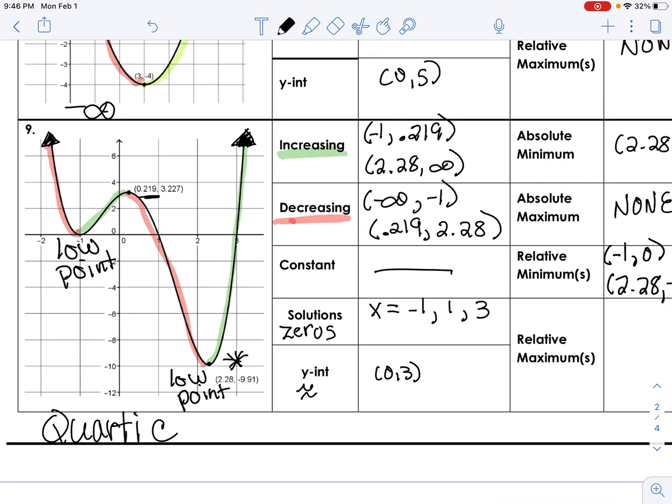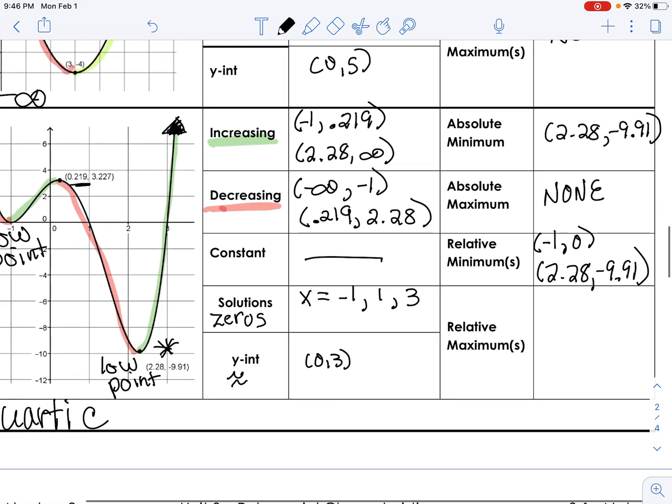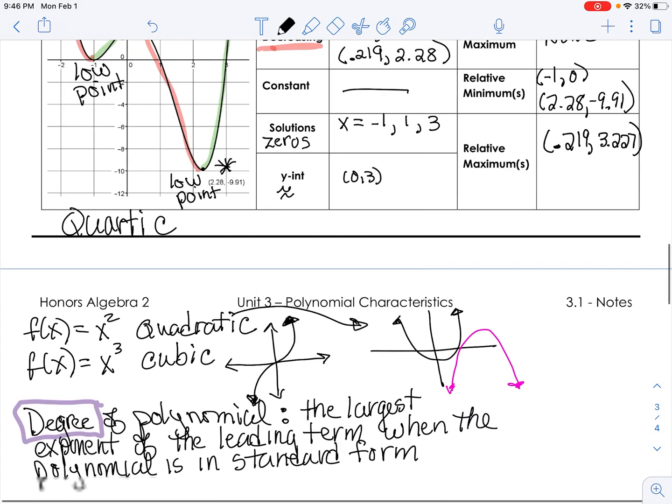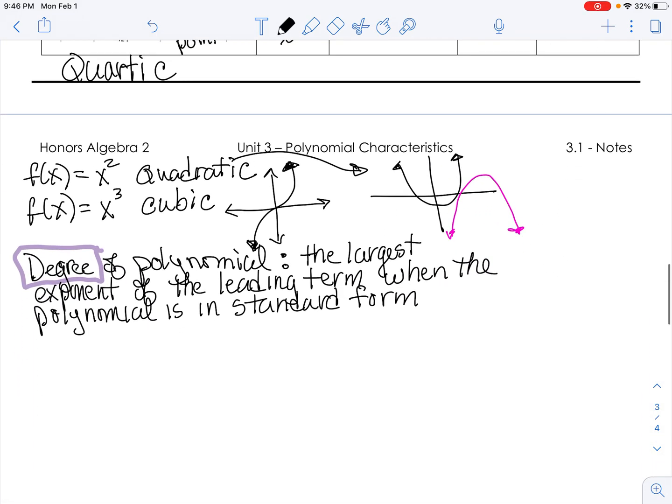Relative maximum. Remember, that is a high point. There is a high point. It's not the highest, but there is a highest. And that's 0.219 and then 3.227.